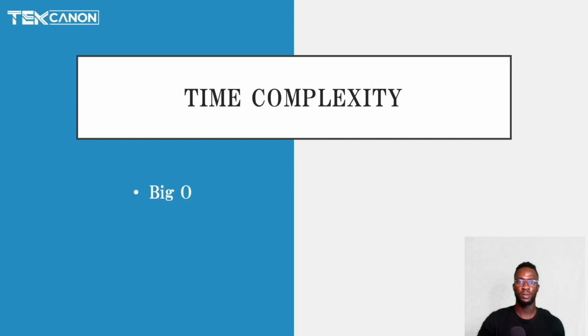Time complexity. What is time complexity? In its simplest terms, time complexity is how much time it takes your code or algorithm to run. Now, how is this measured? A very common way to measure time complexity for algorithms is using the big O notation.